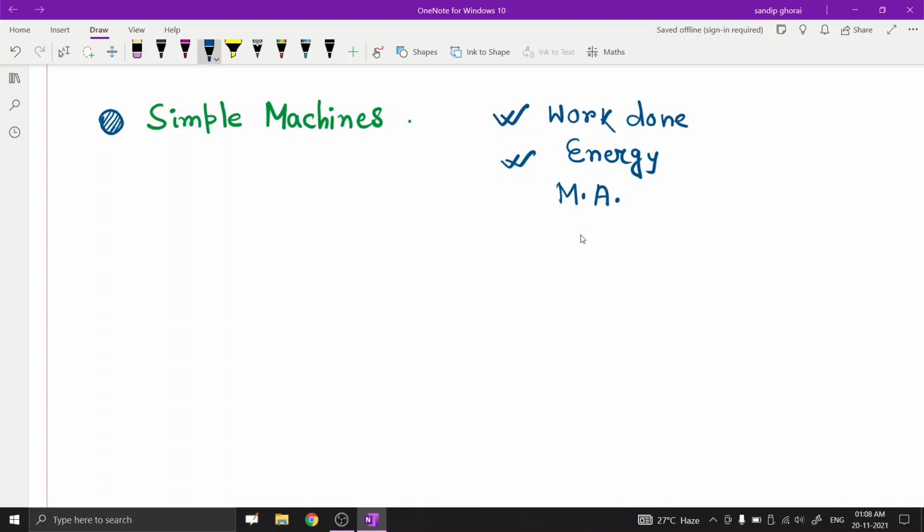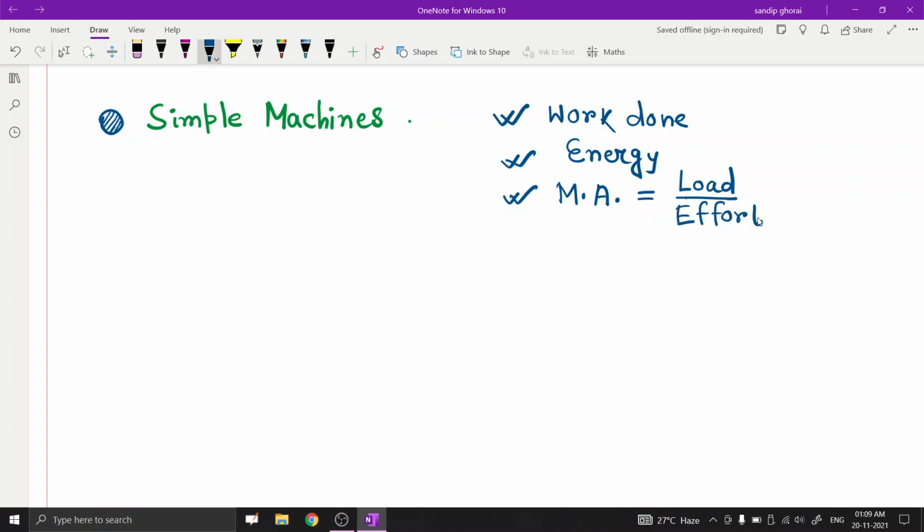Now the next point is mechanical advantage. What do you mean by mechanical advantage? It is the ratio of the load lifted by a machine to the effort applied to it. That means mechanical advantage is the ratio of load to effort, load upon effort.